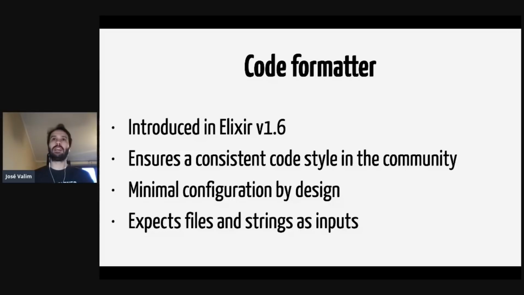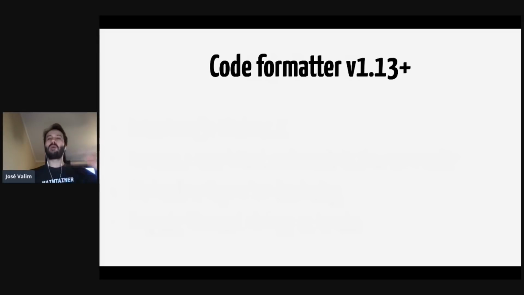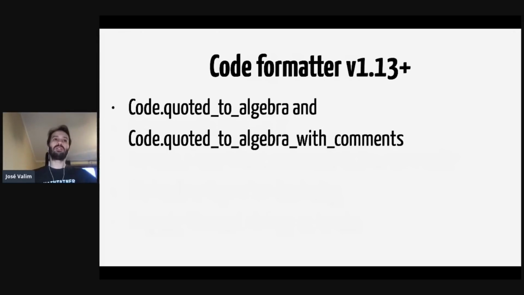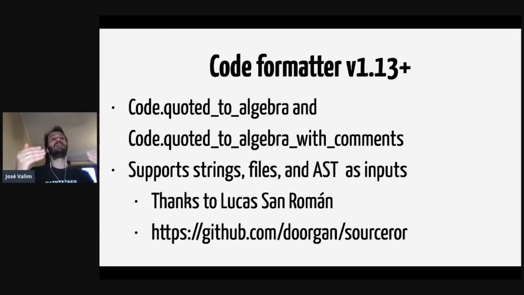And in Elixir 1.13, we have reached a very big milestone, because as I listed here at the bottom, the code formatter can only format files and strings, okay? So you cannot give it an Elixir AST. You cannot say, hey, I got this file, I changed the AST of this file, and now I want it to format it for me. You couldn't do that. In Elixir 1.13, we have two new functions. We have a couple more, but the two main ones are Code.quoted_to_algebra and Code.quoted_to_algebra with comments, which again, the odds that you are going to call this directly are very low. But what this means is that now the code formatter supports strings, files, and AST as inputs, okay?